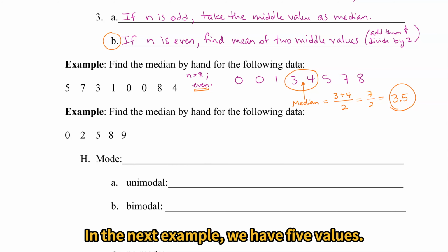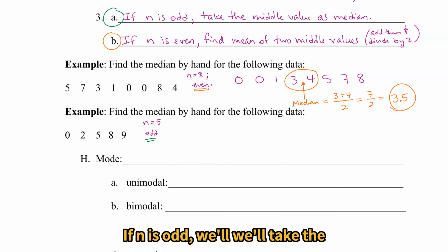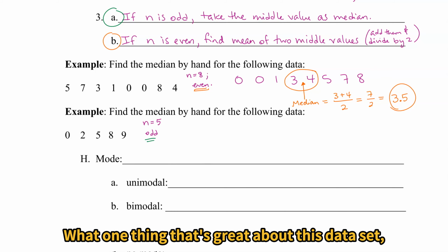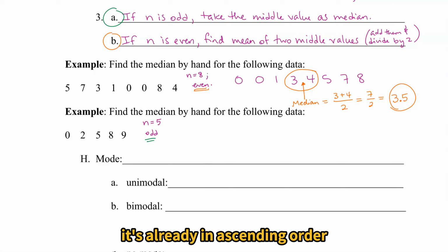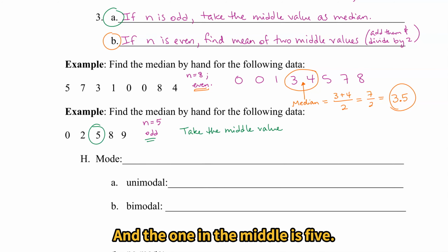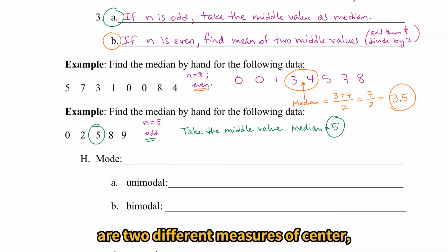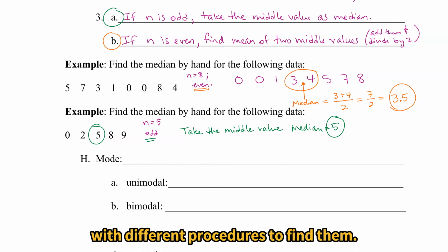In the next example, we have 5 values. So n is 5, which means n is odd. If n is odd, we'll take the middle value as our median. Well, one thing that's great about this data set, it's already in ascending order from smallest to largest. So we just take the middle value, and the one in the middle is 5. So our mean and our median are two different measures of center with different procedures to find them.